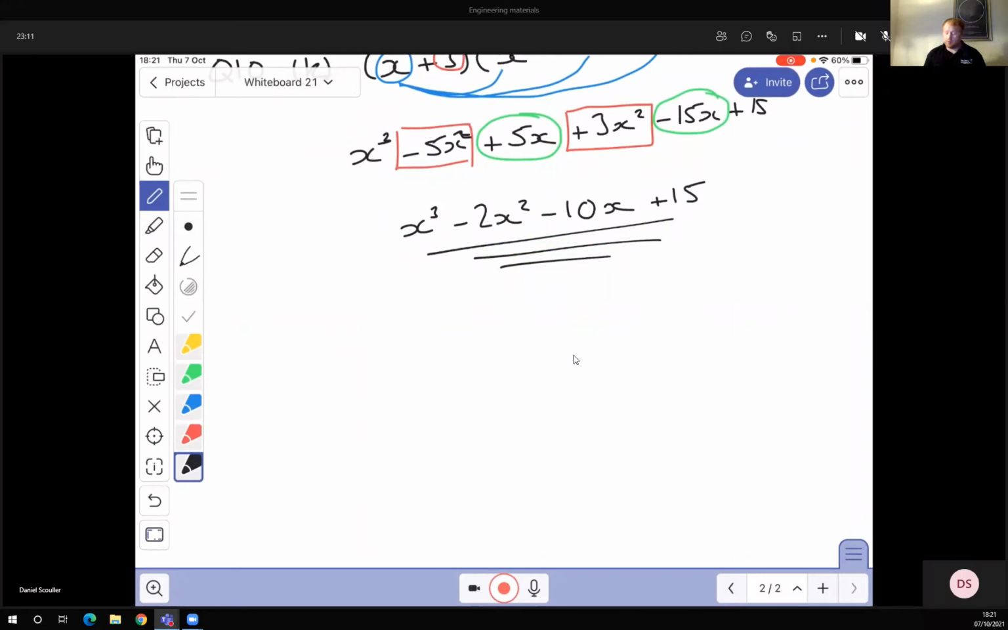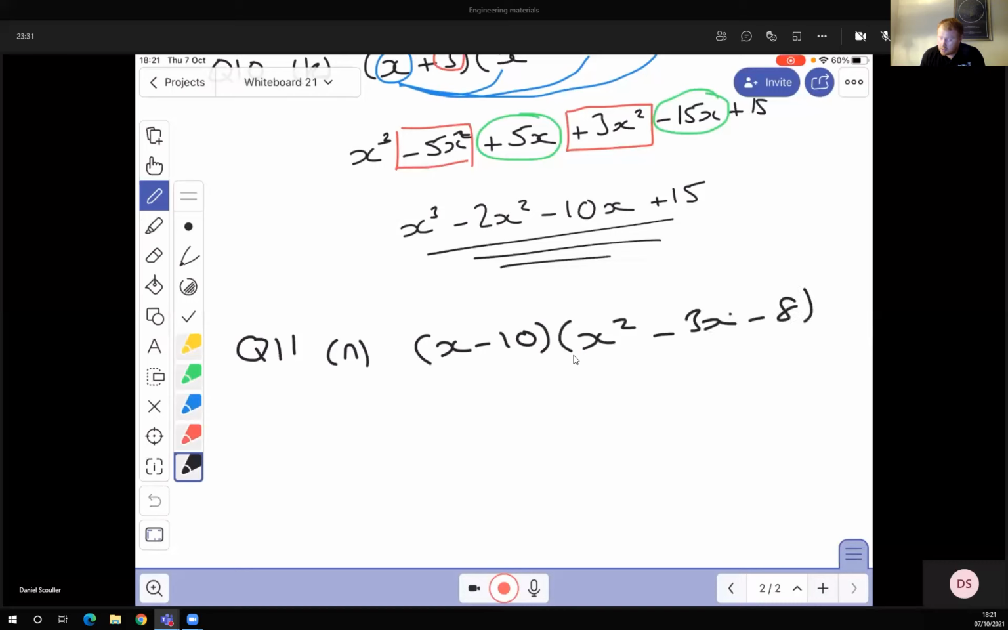Question 11, what are we throwing in question 11? I picked n. It's got two brackets again, but it throws in a negative sign. This is just a case of being careful as we go through. Same process, we're taking the x, multiplying through, we're taking the negative 10 and multiplying that through as well. So it's the exact same process.